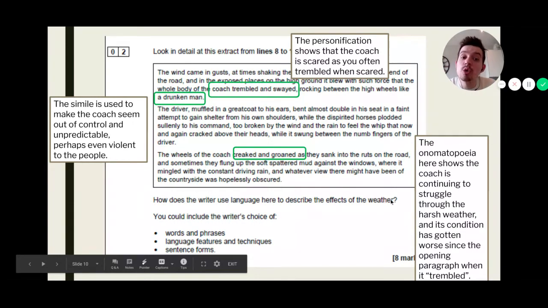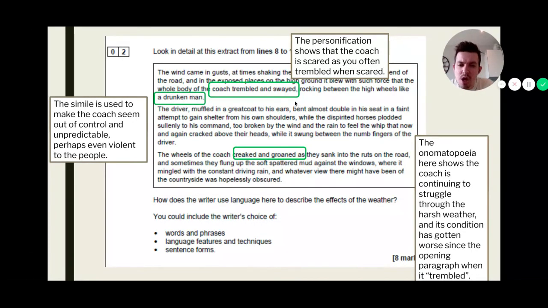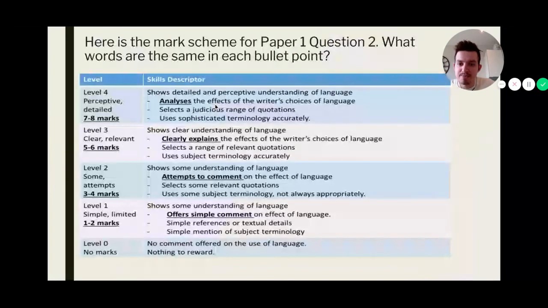High marks will be scored for this question if you manage to see how an idea develops over the course of this question. Do you see how it started by trembling, but now it is groaning? It was scared, and now it is struggling as a result. So you've got three pieces of analysis that you have analysed here, which you would then need to work out how to write them up effectively.